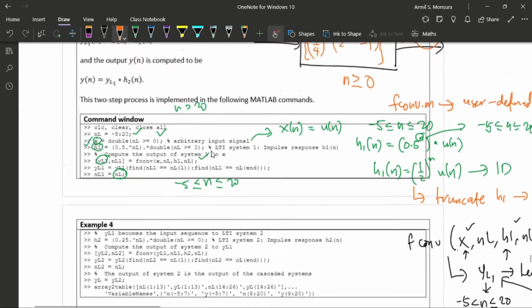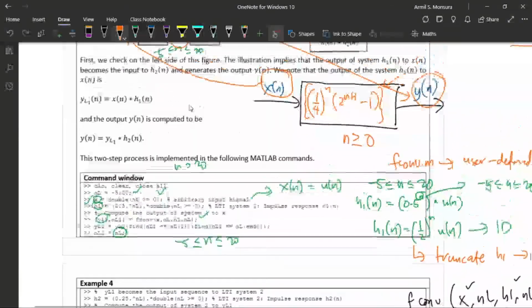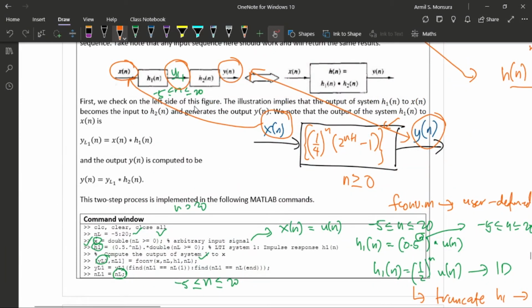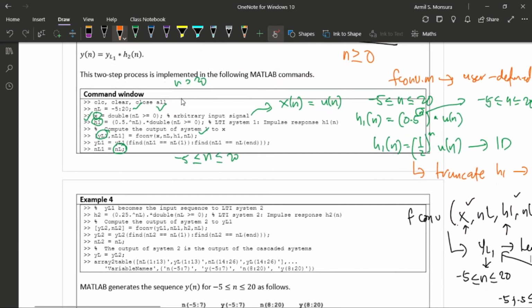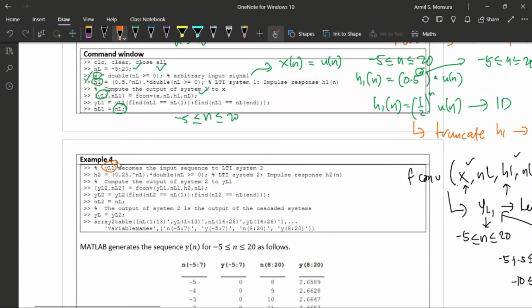Now, the sequence YL1, now that we are able to compute it, and we are also able to define yung interval kung saan siya nakadefine dapat, which is still negative 5 to 20, YL1 now becomes an input to LTI system 2, which is now represented by the impulse response 1/4 raised to n u of n.